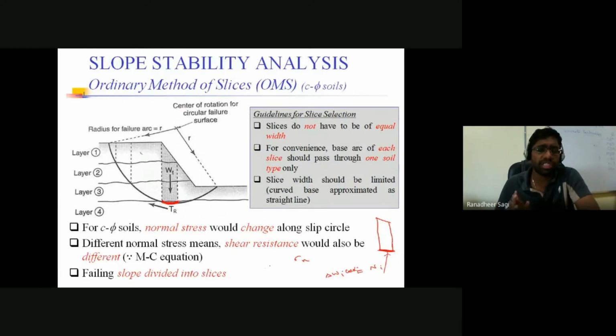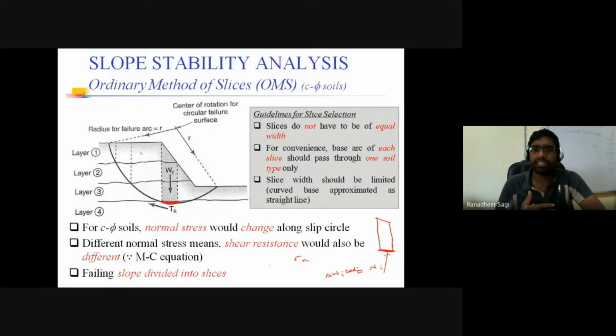If it is a homogeneous soil, it would be better if you can divide the zone of failure of the complete soil medium into slices which are of equal width. The width of element 1, width of element 2, width of element 3, width of element 4, and so on, whatever number of elements you have divided it into. So if the width of each element is the same, your work would become a little easier.